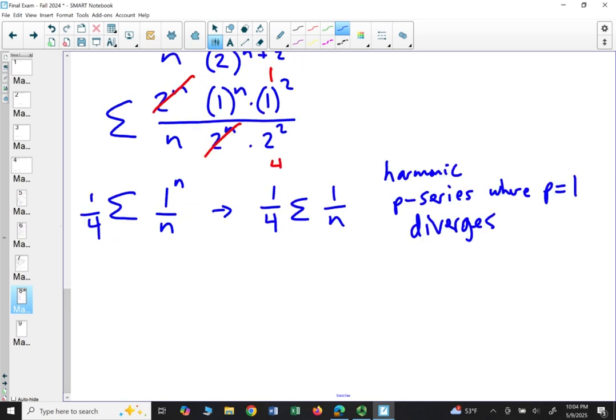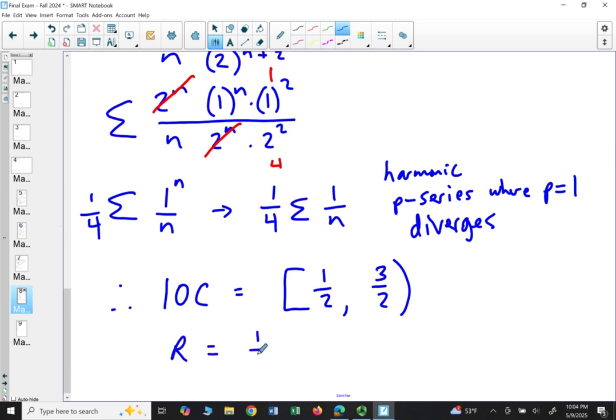Right, so that means for our interval of convergence, therefore the interval of convergence would be: it converges on the 1/2 side, diverges on the 3/2 side, so that'll get the parenthesis. And then we said our radius of convergence is 1/2.